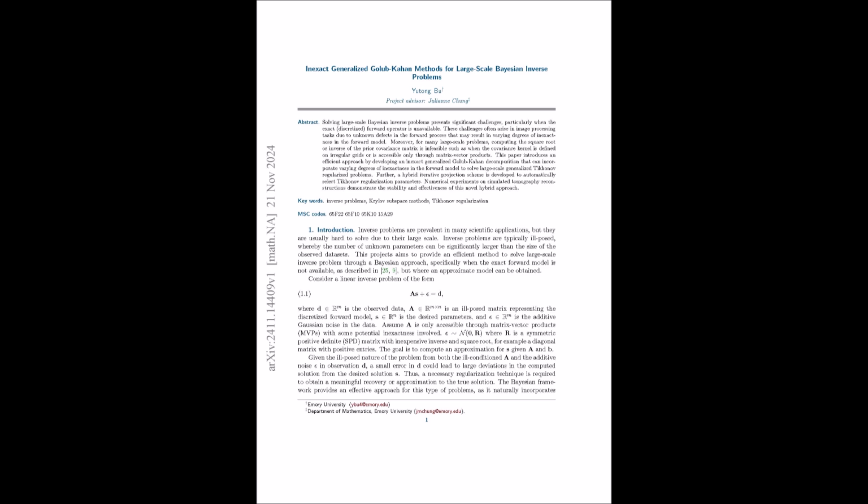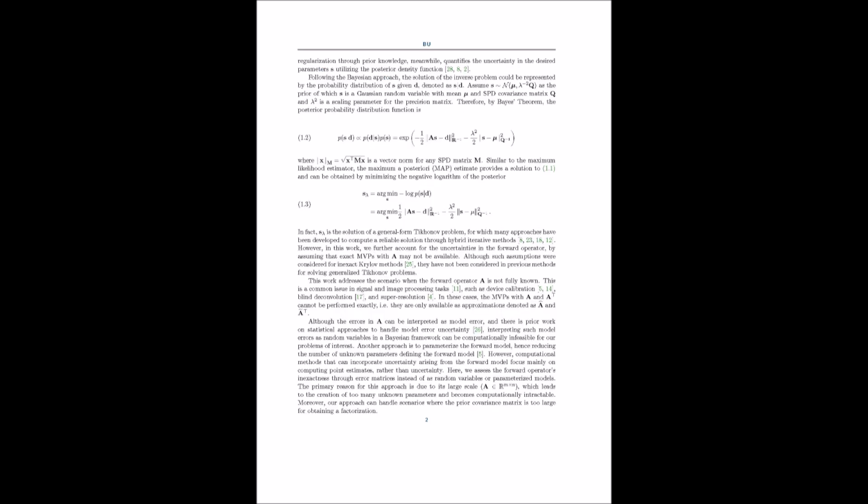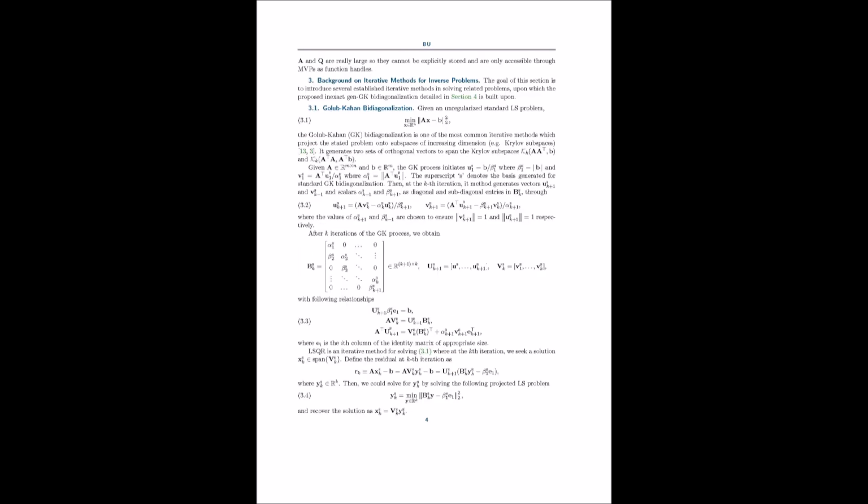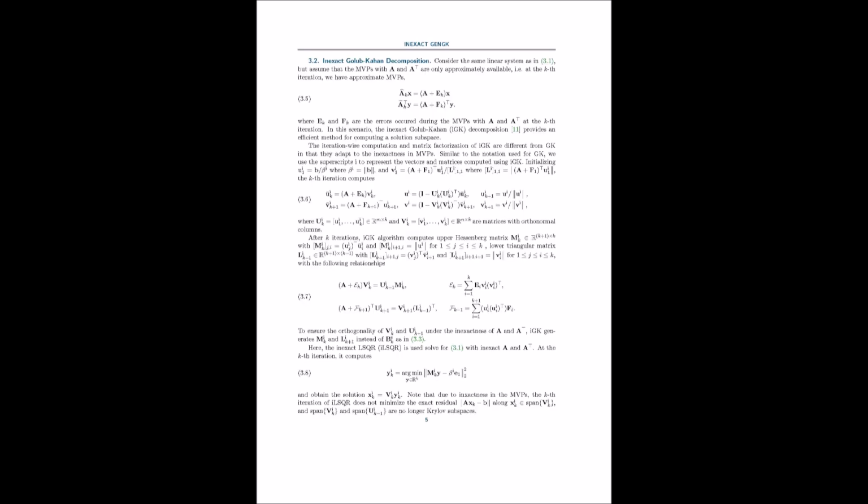But before we get there, what about those other methods that they mentioned, like the Golub-Kahan bidiagonalization? GK. That's a classic for solving least squares problems. It breaks down a big problem into smaller, manageable pieces. Exactly. Then there's Inexact Golub-Kahan, or iGK. It acknowledges that our calculations with A aren't perfect, because of those errors we talked about. Right. iGK adapts GK to handle those inexact matrix vector products.